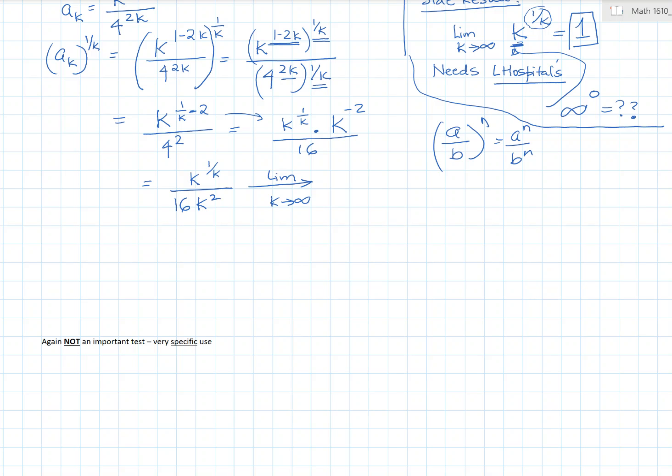When that happens, the numerator, as we just discussed, goes to 1, and in the denominator it goes to infinity, because 16k squared definitely goes to infinity. So you have rho being equal to 0. This is less than 1, and therefore we have convergence. The series converges.